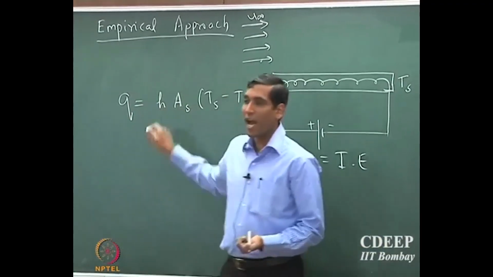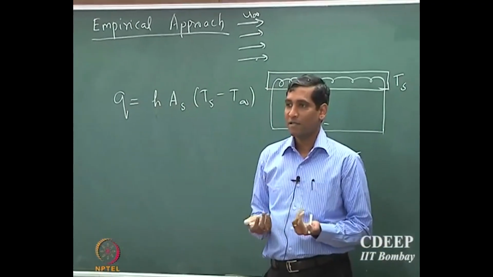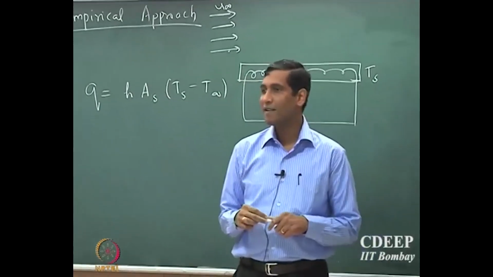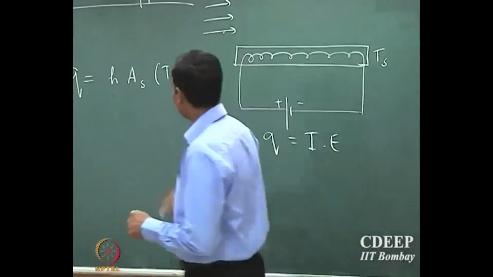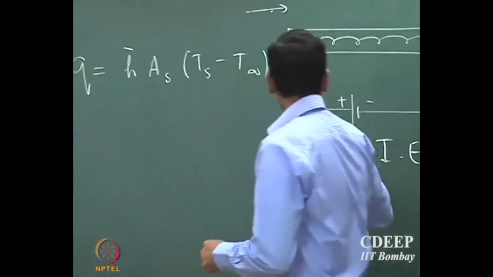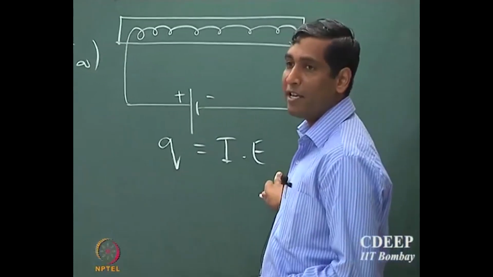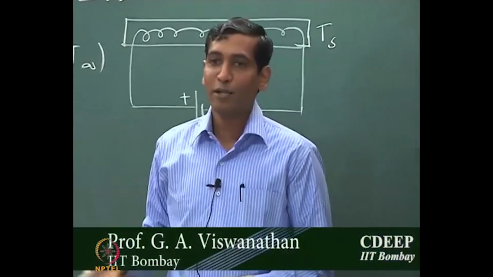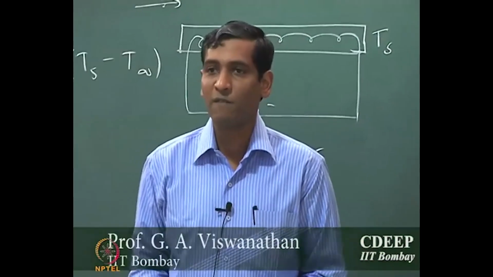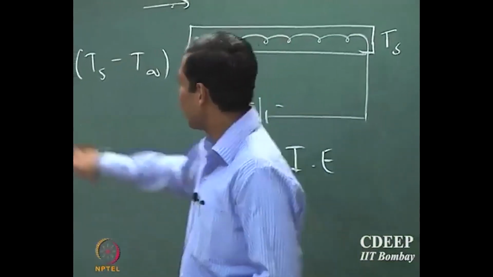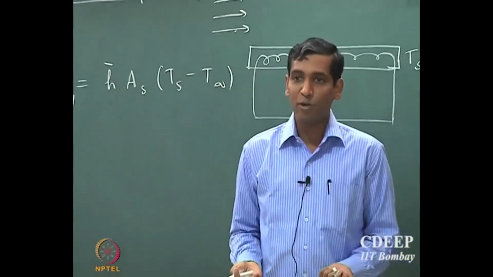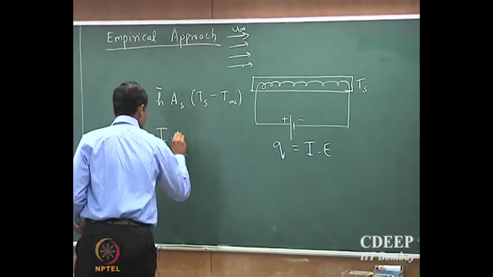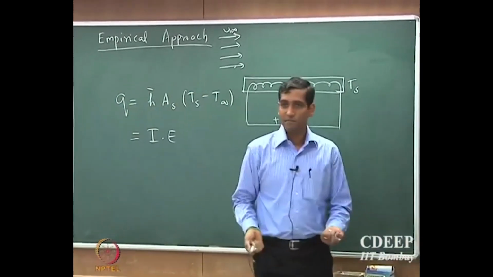So, should this H be average or local? Yeah, it should be average, because the amount of heat that you are supplying here is the total amount of heat that is supplied to the plate. So, if you want to look at the total amount of heat that is transferred from the plate to the fluid, you should actually use the average heat transport coefficient, okay. Then that should be equal to I times E. So, that is not difficult to see, okay.